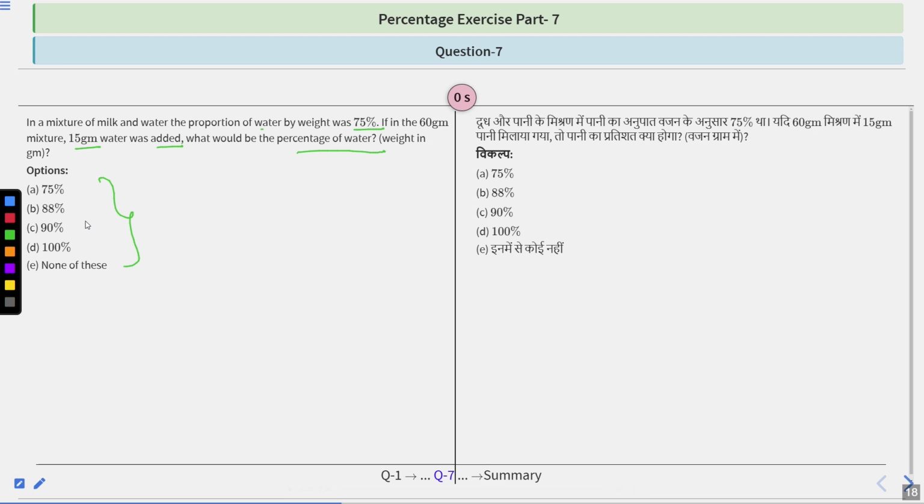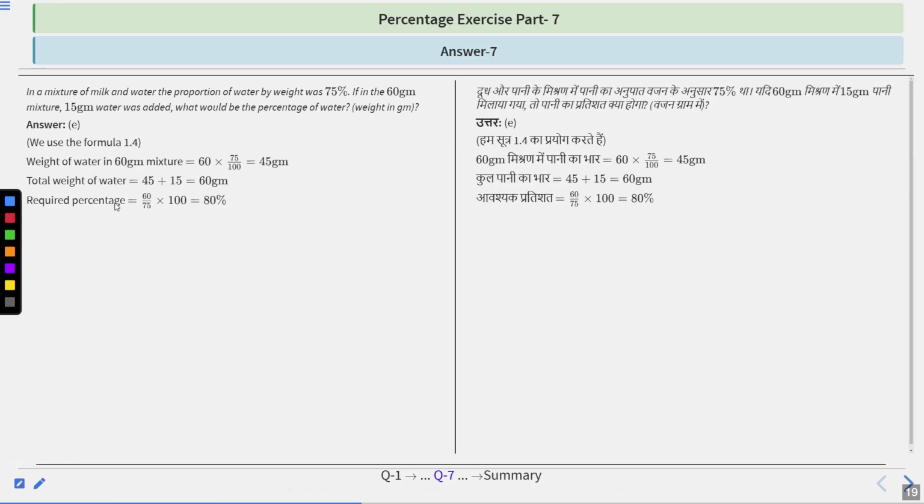Now time's up. Let's see the solution. So the weight of water in 60 gram of mixture is 60 multiplied by 75 by 100, because in the question it says that 75% was water by weight. So when we calculate it, we get 45 gram of water. When we add 15 gram of water, it will become 60. Okay. So the required percentage will be 60 upon 75 multiplied by 100, which is 80%. So E is the correct answer.